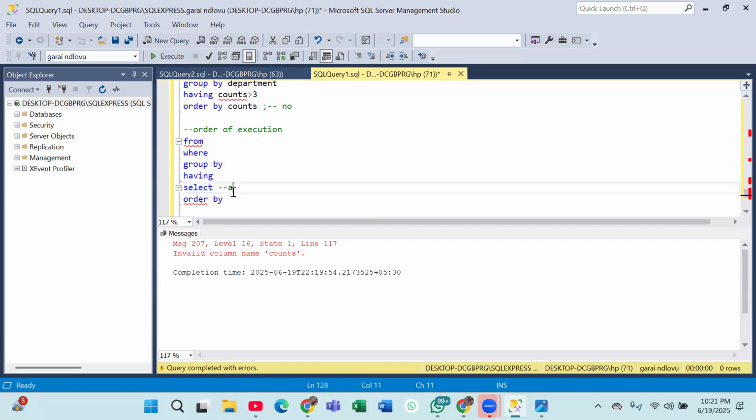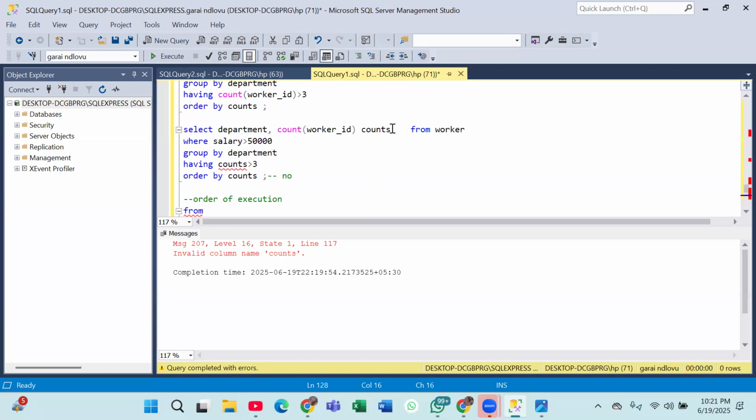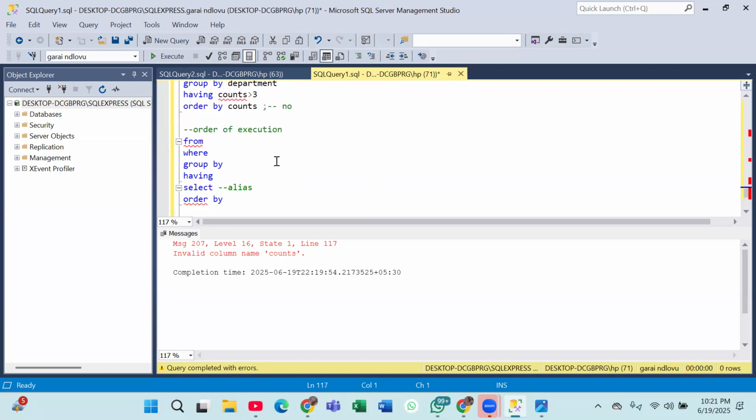We are giving alias in our select clause, right? Am I right? You're giving alias in your select clause only, correct? If we have given alias in our select clause, how will having and where know? They are running before select. They are not running after.